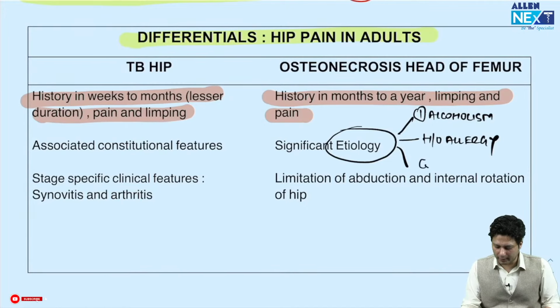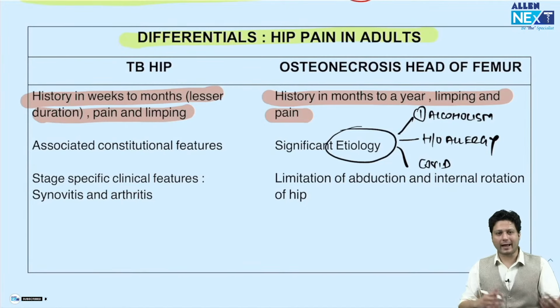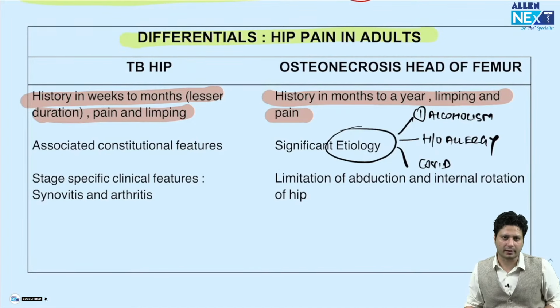And the third one is COVID, because since COVID happened, too much steroid was given to the patients, so there are increasing incidences of avascular necrosis of the head of the femur, which we are seeing day to day in OPDs. So beware of these specific etiologies that will always be provided to you.